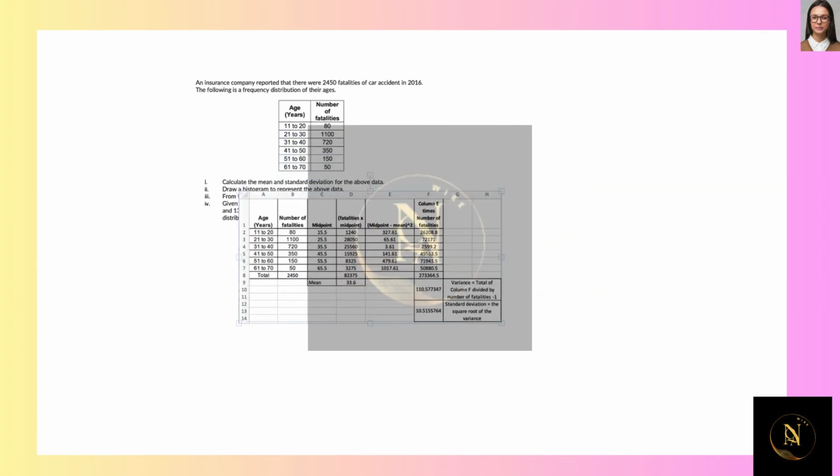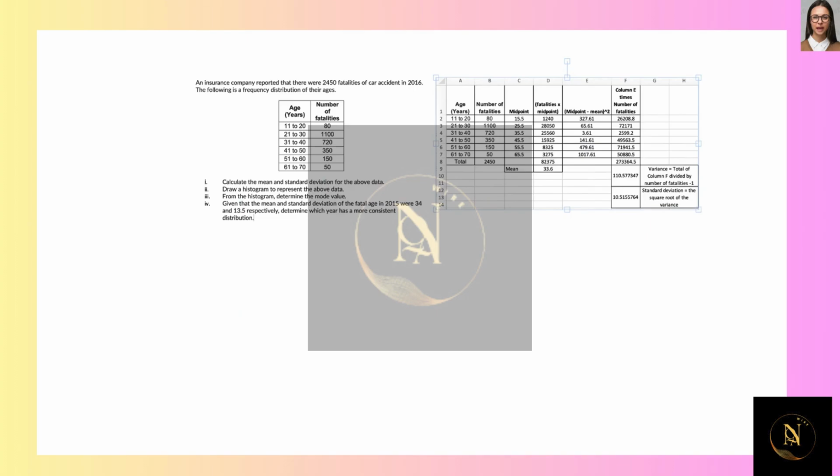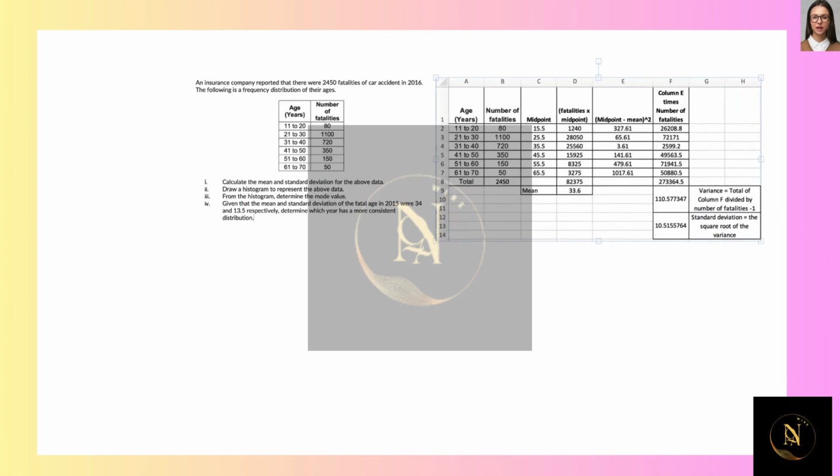So here is my work, and if you don't have Excel, it's fine. You can use paper and pencil to do this, but I put out the steps that you could do by hand. So I have the age in years, the number of fatalities, the midpoints of each class. Then in order to find first the variance, it's a lot of work. So you have to take your fatalities and multiply by your midpoint. So that's these numbers. Then you're able to first find the mean.